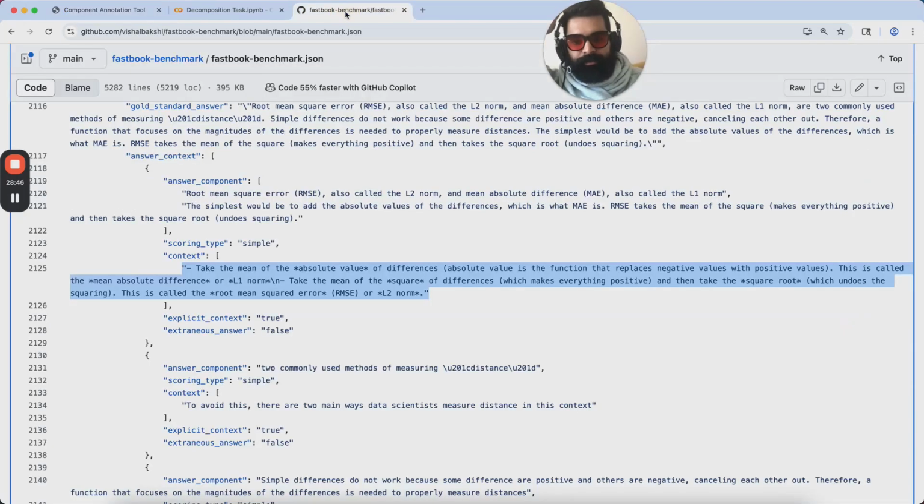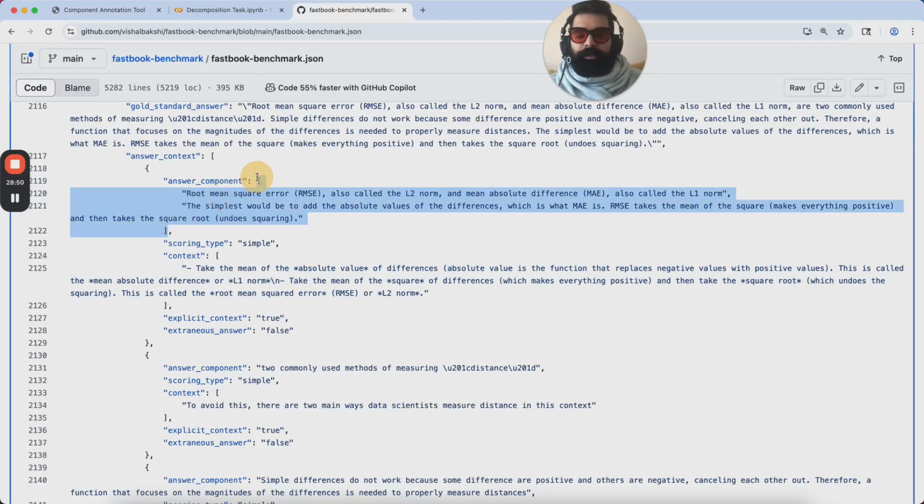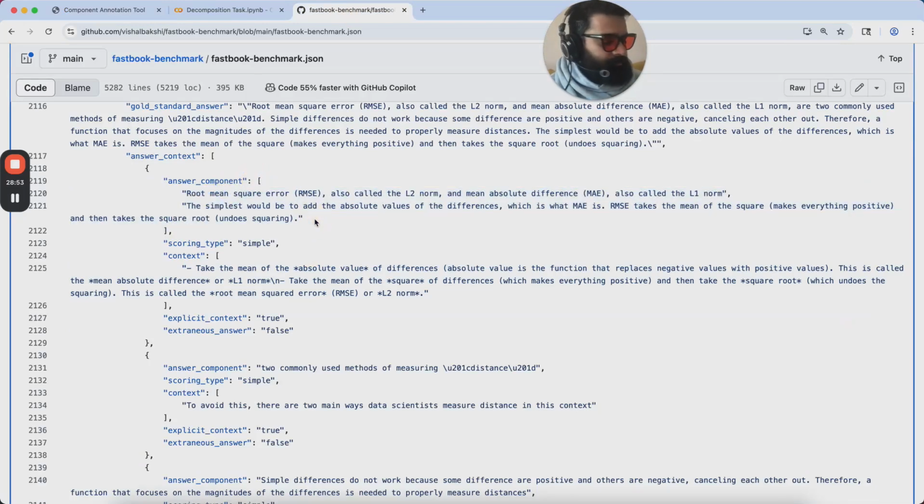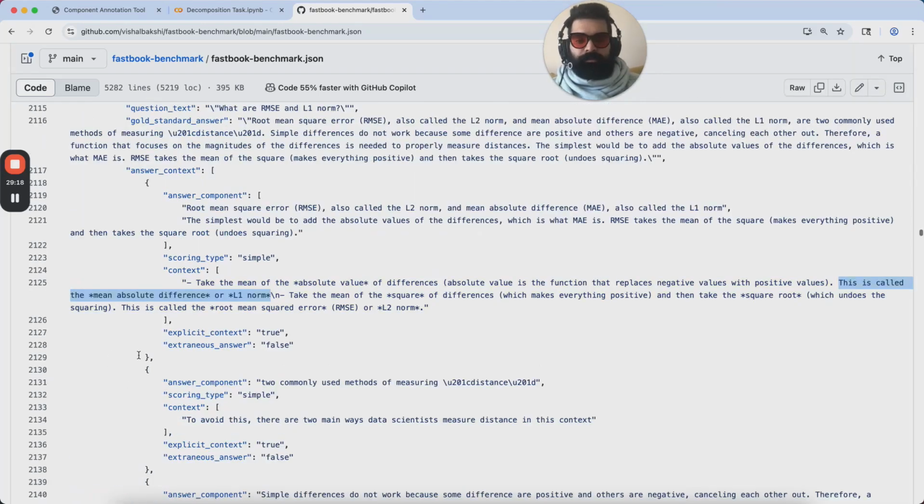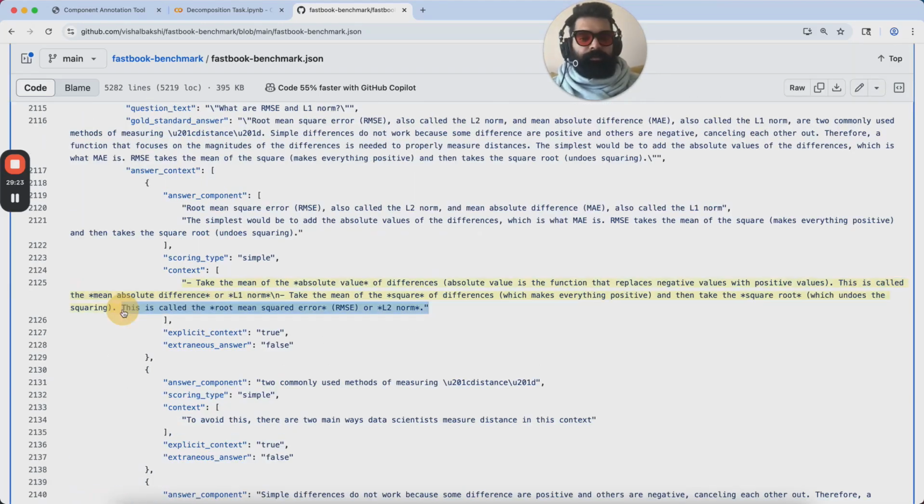And I'll think about that because they are grouped together, right? I did because they are similar. And the reason that they are similar, you can tell, is because they relate to the same chunk of context. So root mean square is L2 norm, mean absolute difference is L1 norm. That's kind of tucked away here. So here is L1 norm, and here's the root mean squared error is L2 norm.